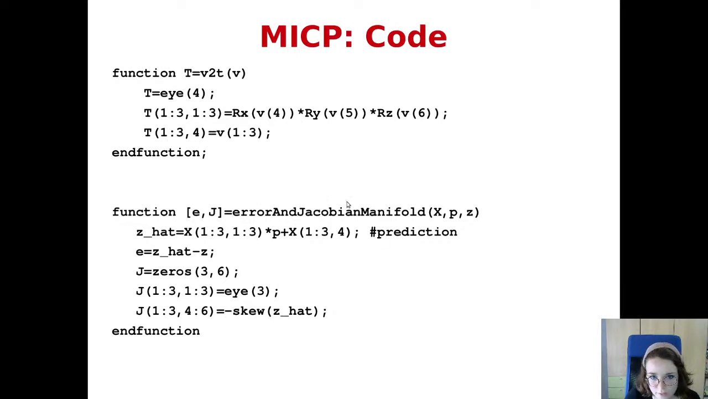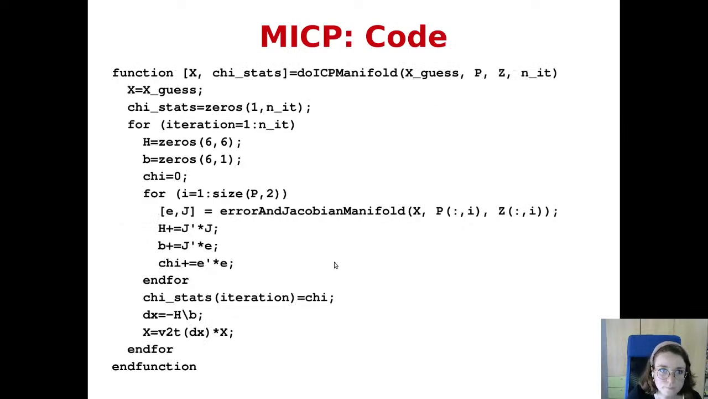Then the error and Jacobian function, you have already seen it in other examples. In this case, the error is given by a simple Euclidean difference between the prediction of the measurement and the actual measurement. The prediction of the measurement is obtained by applying the transformation x that defines the pose of the world with respect to the robot. The Jacobian matrix has two blocks, and you recognize the identity block and the skew-symmetric matrix of the predicted measurement with a negative sign.